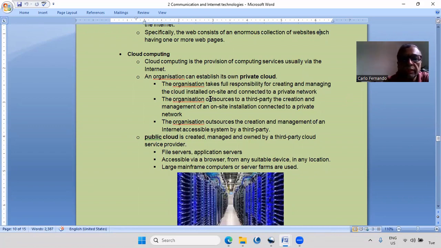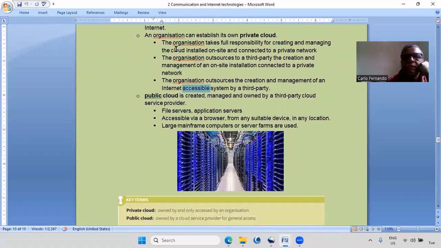The organization outsources, this is the second method, to a third party. Outsourcing means giving it out to another party. The third party creates the cloud and manages an on-site installation connected to a private network. Still private, right? The third one is where the organization outsources the creation and management of an internet-accessible system to a third party. The difference is that it is internet accessible this time. A public cloud is created, managed and owned by a third-party cloud service provider. The three mentioned here are available only for that organization, which is why it's called a private cloud.